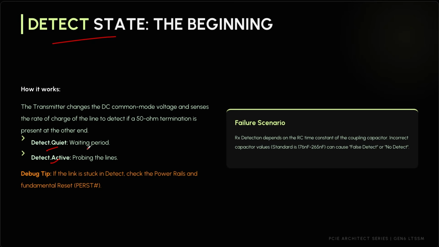A common debugging issue occurs when the LTSSM gets stuck in Detect only. Possible reasons include missing power, reset assertion, a damaged lane, or an incorrect AC coupling capacitor. So whenever a PCIe link never comes up, Detect is usually the first state an engineer investigates. Once both devices discover each other, they begin talking for the first time.